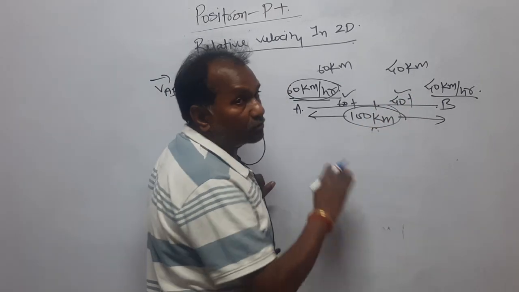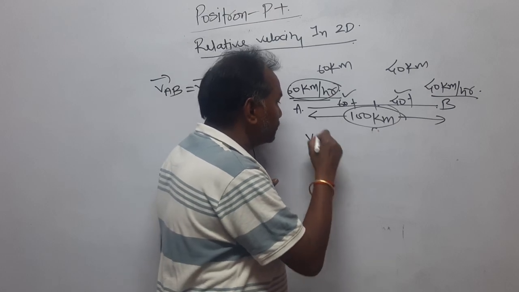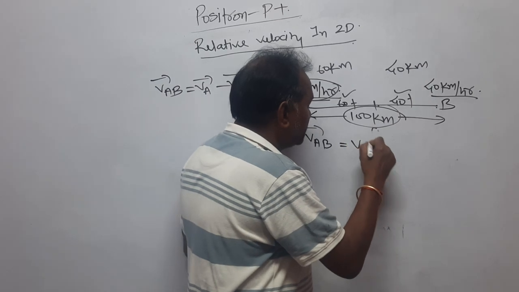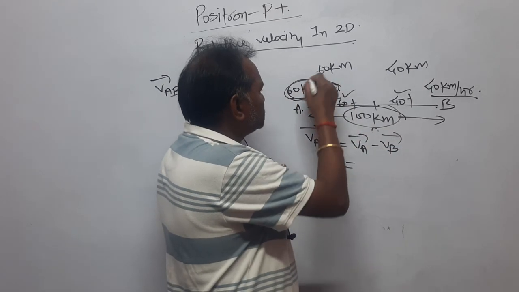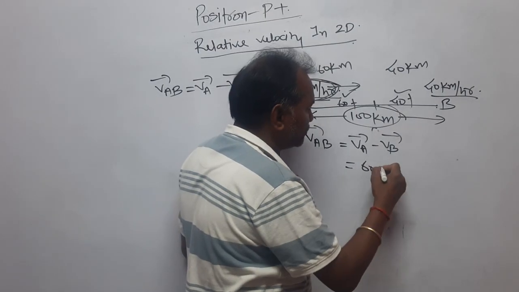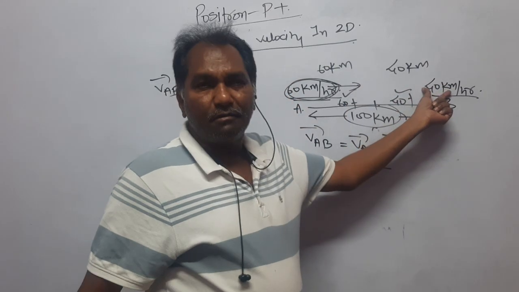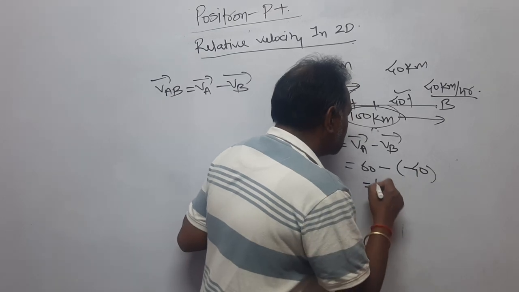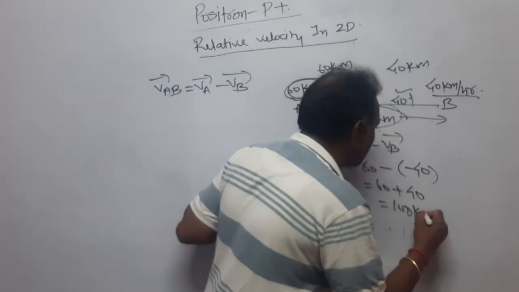That's right, I am going to apply the concept of relative velocity. I am considering here VAB, velocity of A with respect to B, and that works out to be VA minus VB. Now dear student, VA is moving in the positive x direction, that's why I am considering it positive, minus VB. Now it is approaching us in the negative x direction, that's why I am writing minus minus 40, and so it turns out to be 60 plus 40 is equal to 100 kilometers per hour.